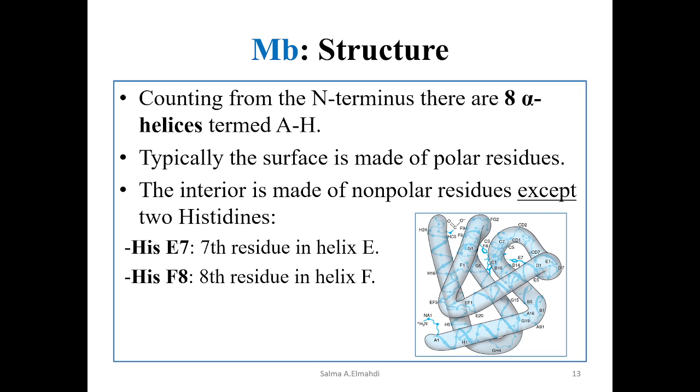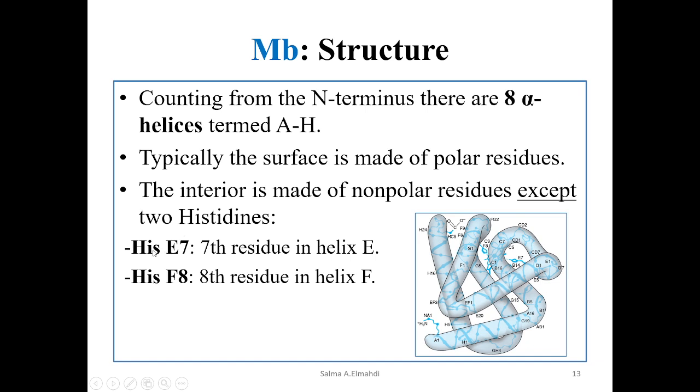We mean non-polar amino acids, of course, except two histidines. So in the core, although the majority will be non-polar amino acids, we have two exceptions that are present. We have two polar amino acids called histidine E7 and histidine F8. E7 and F8, the E and F refer to the helices in which these amino acids are present. We said the helices are from A to H. And 7 or 8 is the number of the histidine.